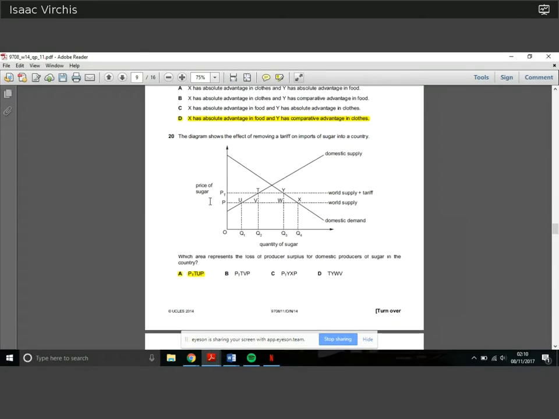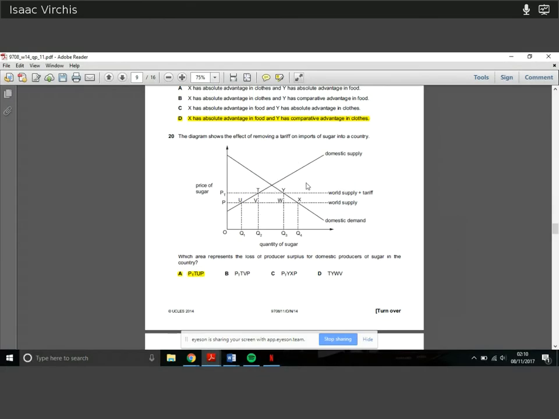Question 20. Then we've got a diagram showing the effect of removing a tariff on imports of sugar, and as we know, a tariff is a tax on imports. So here we can see the world supply price, and when they impose the tariff, the tariff has been put in place to put it up to PT, so that's the loss of producer surplus for the domestic producer.